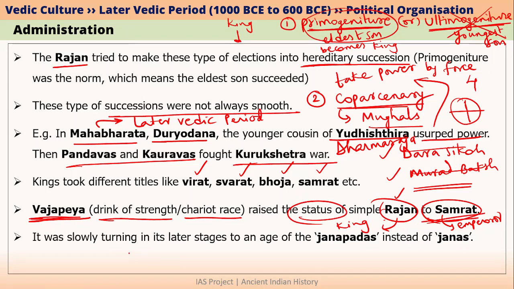One more important change was happening in the later Vedic period. It was basically that the nature of the kingdom was also changing, which means that the tribes were not important anymore. It was basically the territory that was important. Jana means tribe, whereas Janapada basically means territory. So in the case of later Vedic period, Janapada was more important compared to Jana.